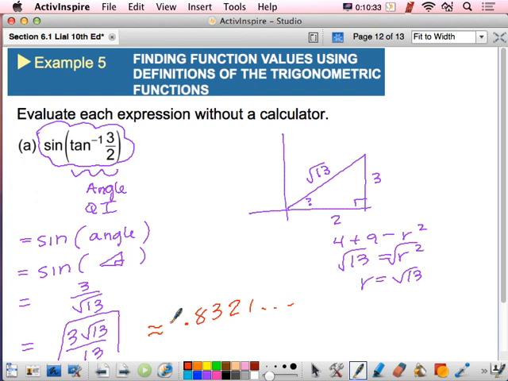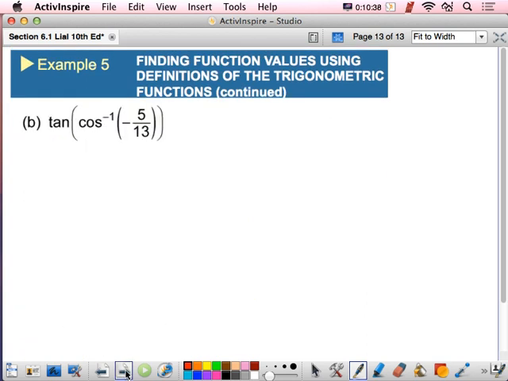For the last one, I'm going to give you a chance to try it on your own. I would like you to evaluate the tangent of the inverse cosine of negative 5 over 13. I'm going to caution you that because we are dealing with the inverse cosine of a negative, this triangle does not belong in quadrant 1. You have to figure out where to draw this triangle.